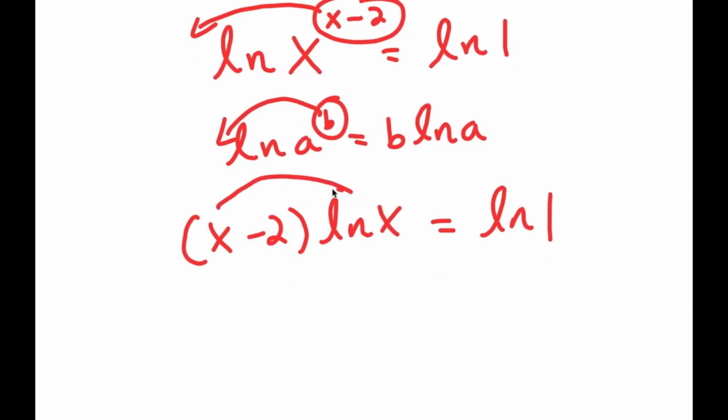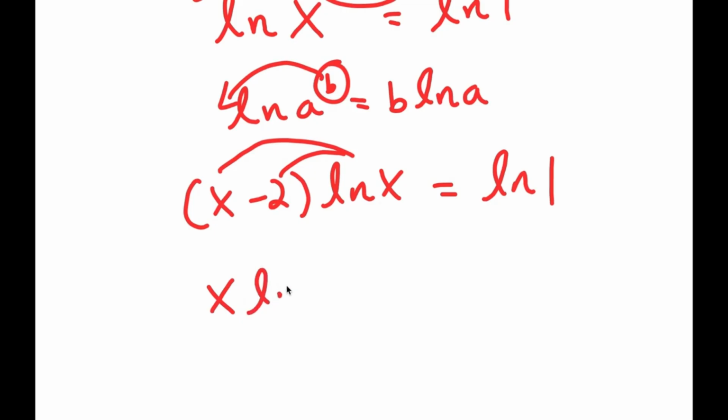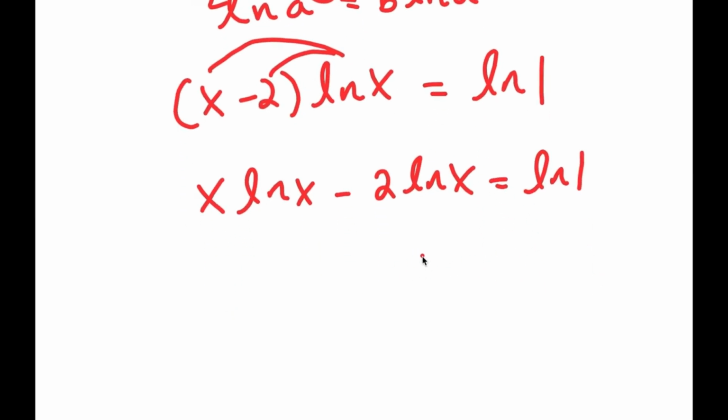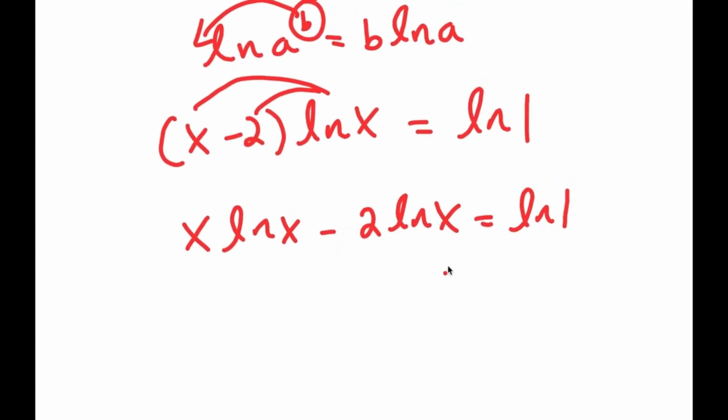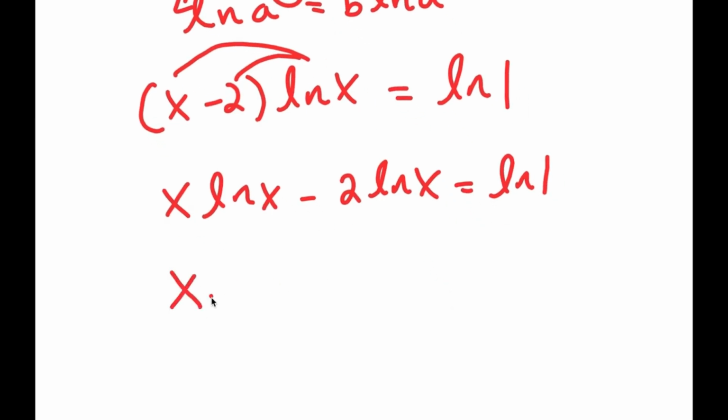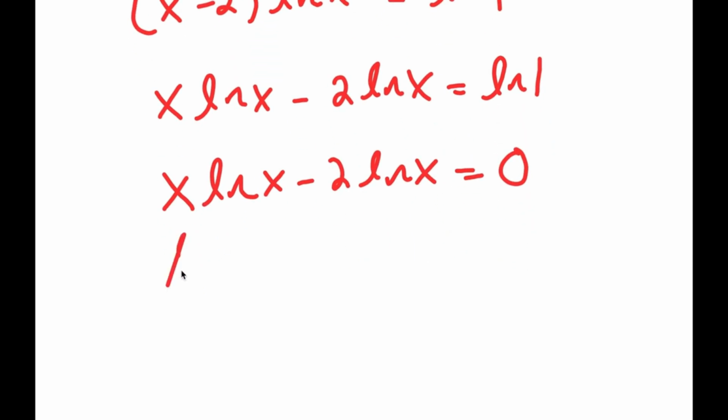Now I can distribute the ln x, so I get x times ln x minus 2 times ln x is equal to ln 1. And ln 1, that's equal to 0. So now I get x times ln x minus 2 times ln x is equal to 0. Now, I'm going to go back and factor out ln x. So I get ln x times x minus 2 is equal to 0.